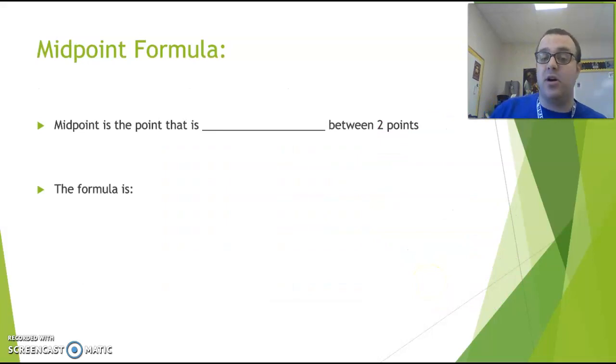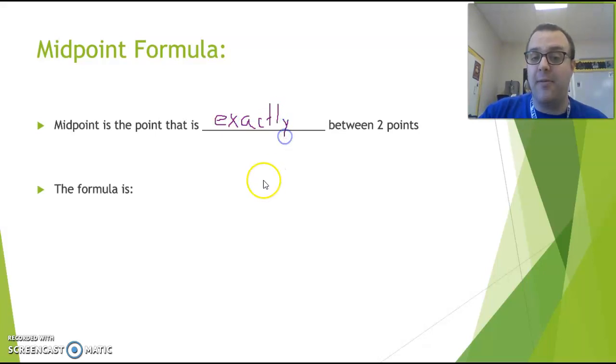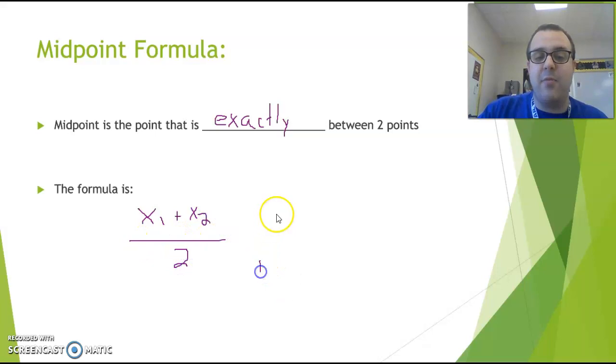All right. Now, the midpoint that we're looking for is going to be the point that is exactly between 2 points, meaning that is the average between those points. It's the one that's exactly in the middle. Now, the formula for that: we're going to take our x coordinates, so our x1 and our x2, and we're going to add them up and divide them by 2. And then we're going to do the same thing with our y, and that's going to give us a point that is exactly between our 2 points. It is halfway in between the 2 points.